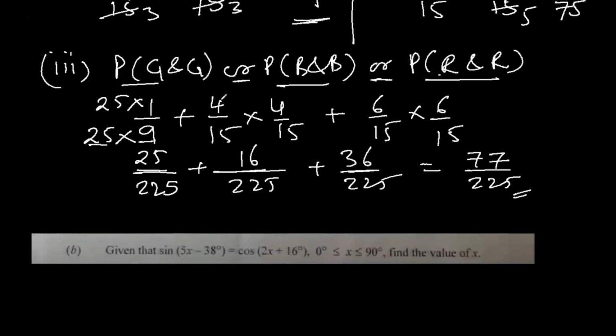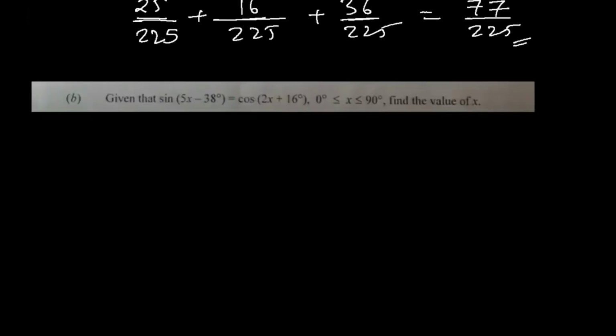Let's move on to the B part. Given that sine 5x minus 38 is equal to cos 2x plus 16, and we have to find the value of x where x is between 0 and 90 degrees, and that's it. So if the angles were same, it would be very easy. We would just divide one by the other and make it tan. But the problem is the angles are not same. So what do we do? We use this fact.